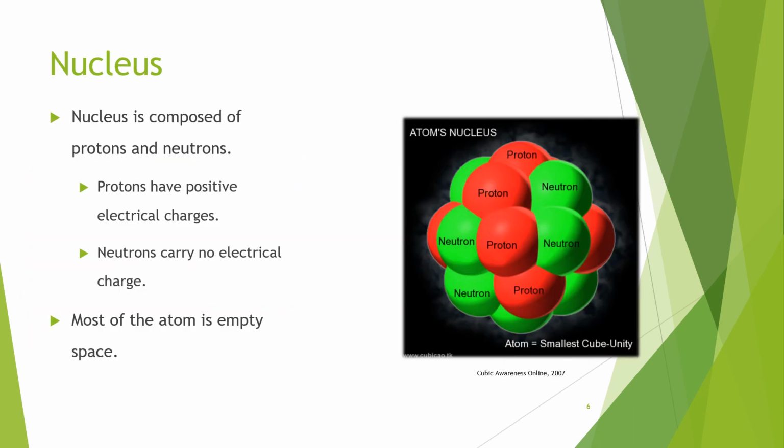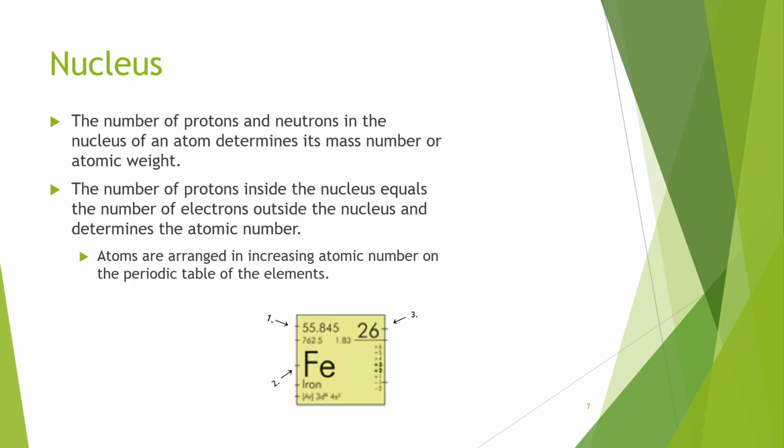The nucleus in the atom is composed of protons and neutrons. Protons have positive electrical charges. It's very easy to remember. Protons, positive. Neutrons carry no electrical charge. Neutrons, no electrical charge, or neutrons, neutral. Most of the space around the atom, or most of the atom, is actually empty space. Every atom has a nucleus, and the force holding that nucleus together is called nuclear binding energy.